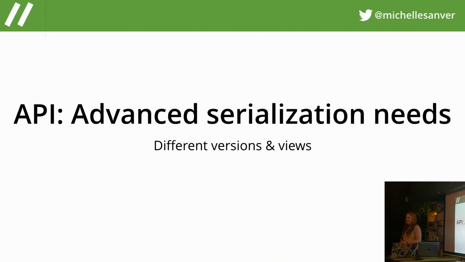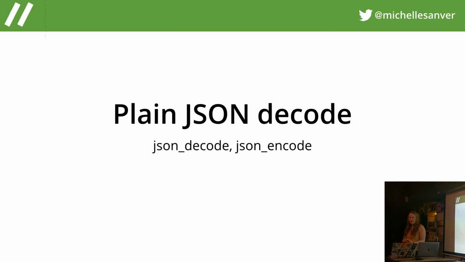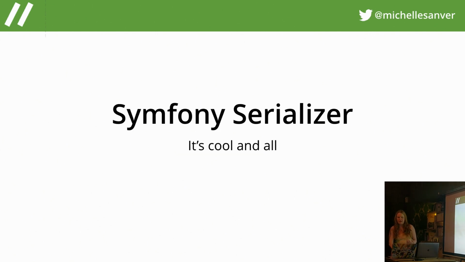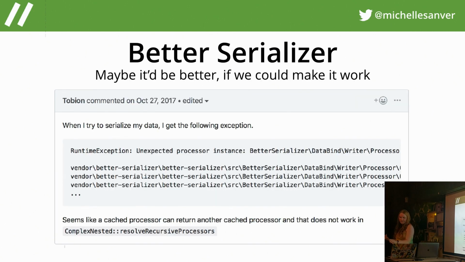And with this API, we had very advanced serialization needs. So we had different versions and different views. In PHP, we can simply use plain JSON decode and JSON encode. It says take this PHP object, turn it into JSON, and the other way around, and it's pretty simple and pretty straightforward, and that's the majority of use cases that most people will need, I would say. That's cool and all. And in Symfony Serializer, we have more options and more things that we can use. And then in PHP, there's also this thing, better serializer. I will tell you, it's not better. It might be if we could make it work, but we couldn't because our data is too complicated.